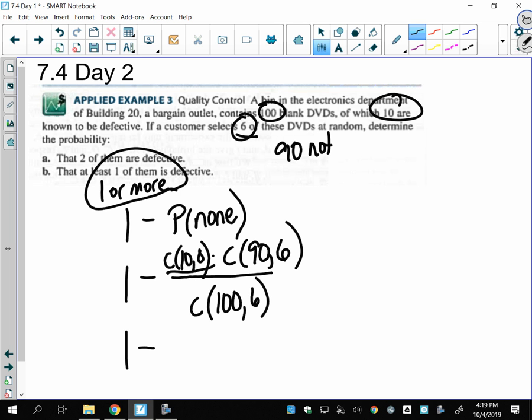Does that make sense where I'm getting that? And again, I'm just going to use my calculator to get that, so bear with me for a second while I type it in. I believe that that's 0.522, and then I get 0.478 as the answer, or 47.8%.